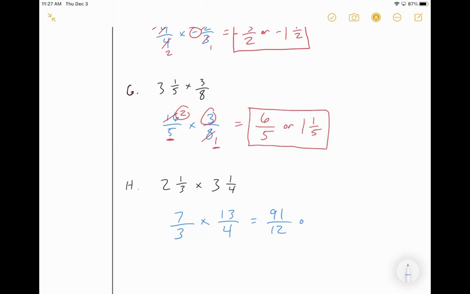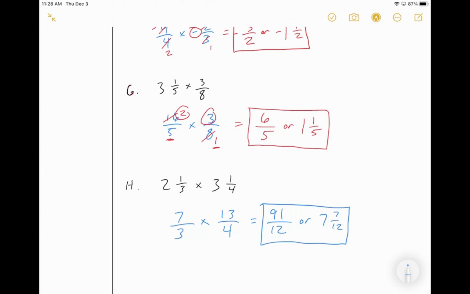Or if you want to write it more like a mixed number, 12 goes into 91 7 times, because 7 times 12 is 84, plus 7 left over. Either of those numbers work.